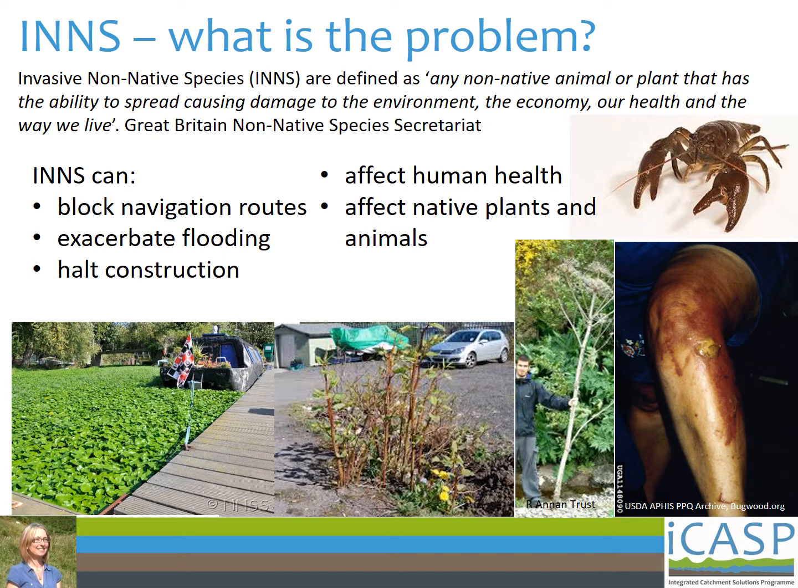In the middle is the very well-known Japanese knotweed. It can halt construction because you need to stop work and eradicate it before you can build on the land. It's also illegal to allow it to spread from your land onto somebody else's.